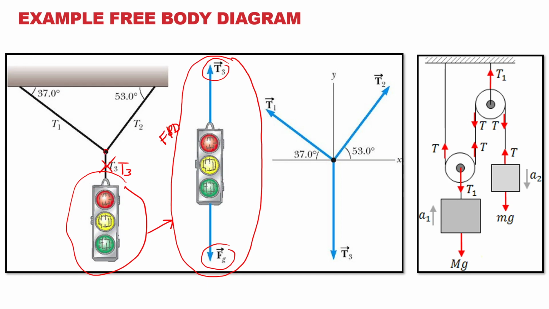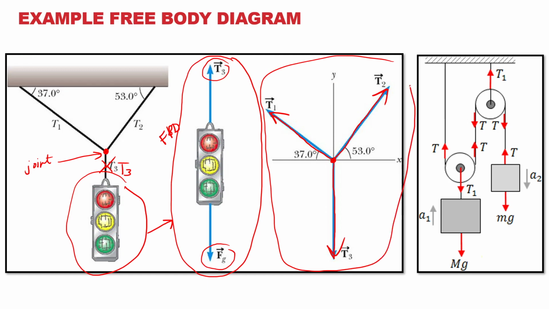Then, you can also analyze at this location, this joint. At this location, it's the gateway of a lot of forces meeting with each other. So you've got T2, you've got T1, and you've got T3. So obviously, this is another free body diagram. This is body 1, probably. This is another body, body 2. So if you solve here, you can only get T3. But if you solve at this joint, you can solve for all the unknown forces.